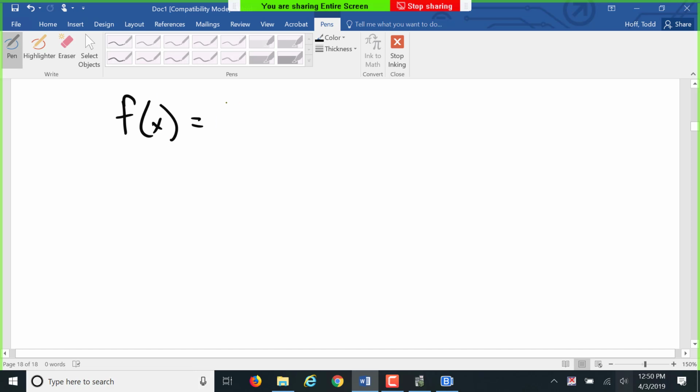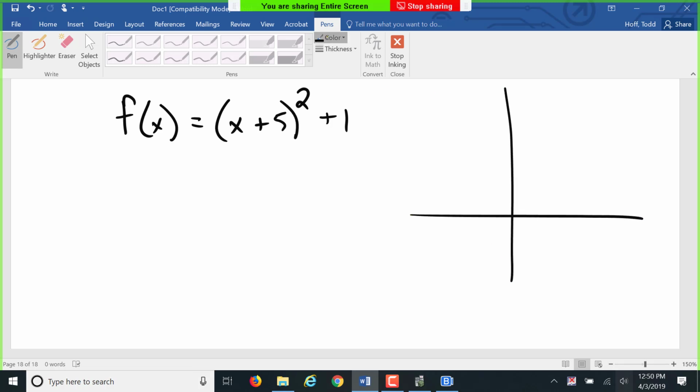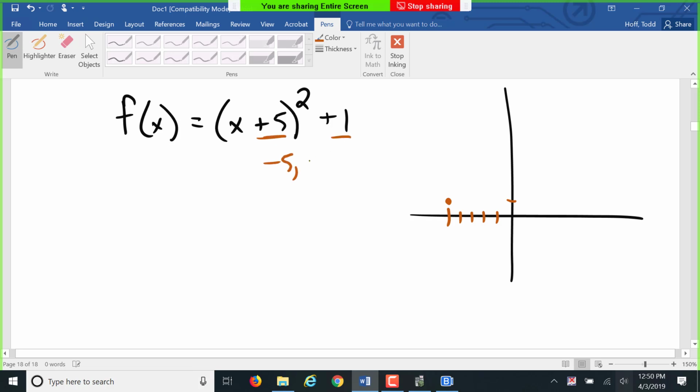Let's see. F of x equals x plus 5 squared plus 1. Where's the vertex of that one going to be? Negative 5, positive 1. Very good. It's the opposite of this for the x coordinate and this number for the y coordinate. Now, you heard me mumble a little bit as I graph this. Once you've located the vertex on these, finding the other points is fairly simple.